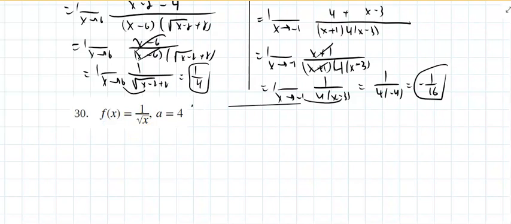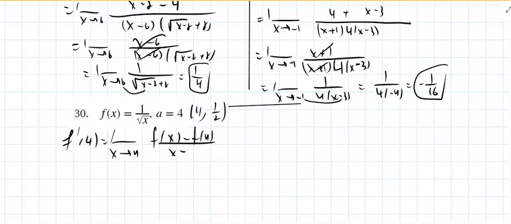If I want to find f of 4, put 4 in, you get 1 over square root of 4, which is 1/2. Well, f prime of 4 is the limit as x approaches 4 of f of x minus f of 4 over x minus 4. F of x is 1 over radical x. F of 4 is 1/2, over x minus 4. This is over 1. Again, a complex fraction.